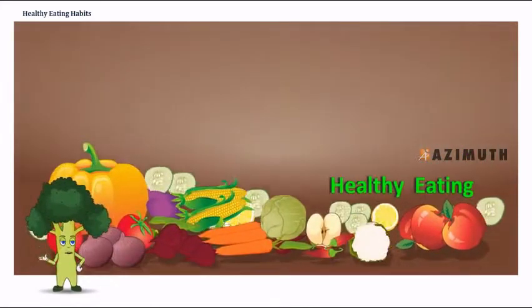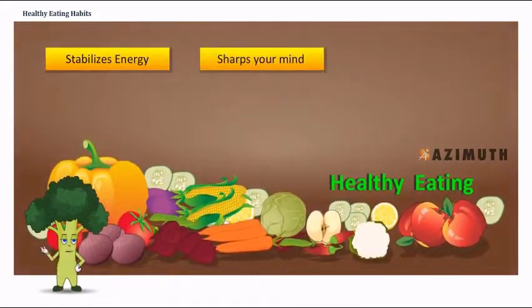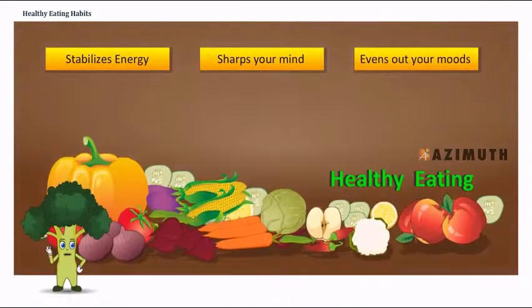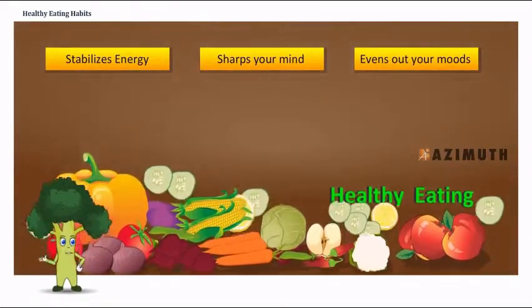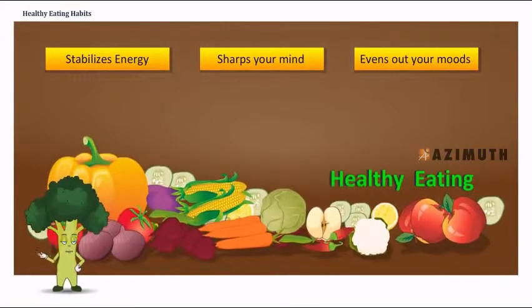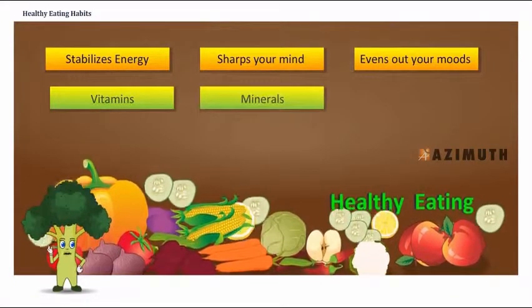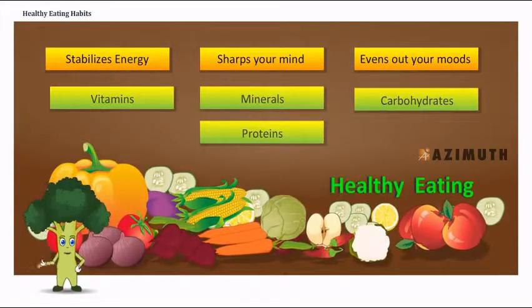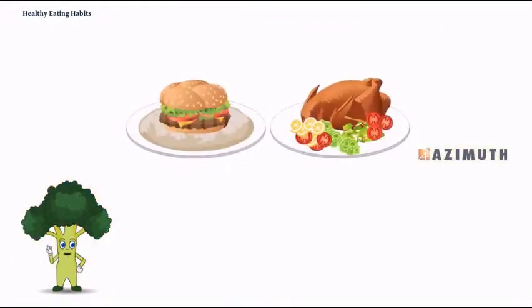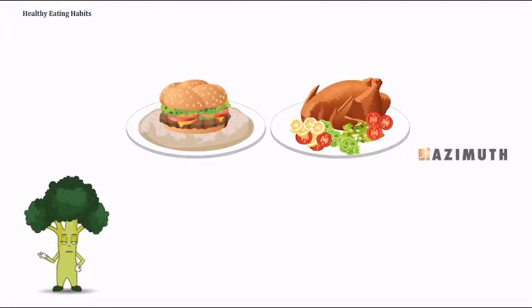Healthy eating can stabilize your energy, sharpen your minds, and even out your moods. It helps us to achieve the correct balance of nutrients like vitamins, minerals, carbohydrates, proteins, etc. It also helps to handle our stress better. The intake of healthy food will help us to prevent and control health problems. So you should follow some eating habits. Let's discuss them in detail.